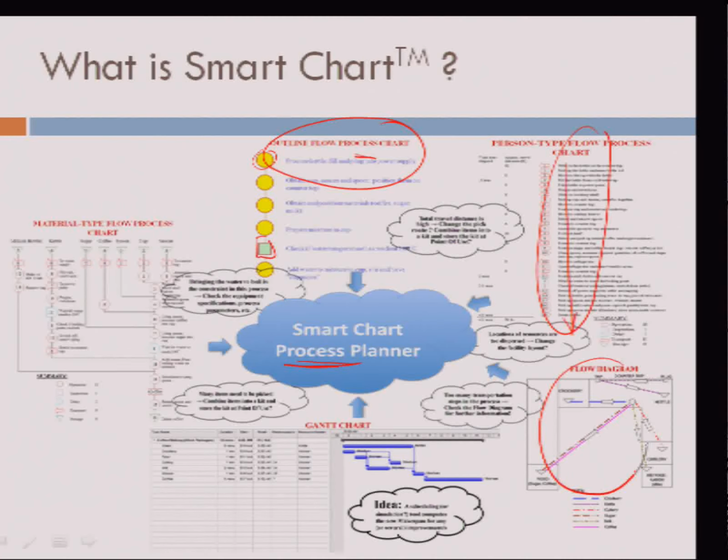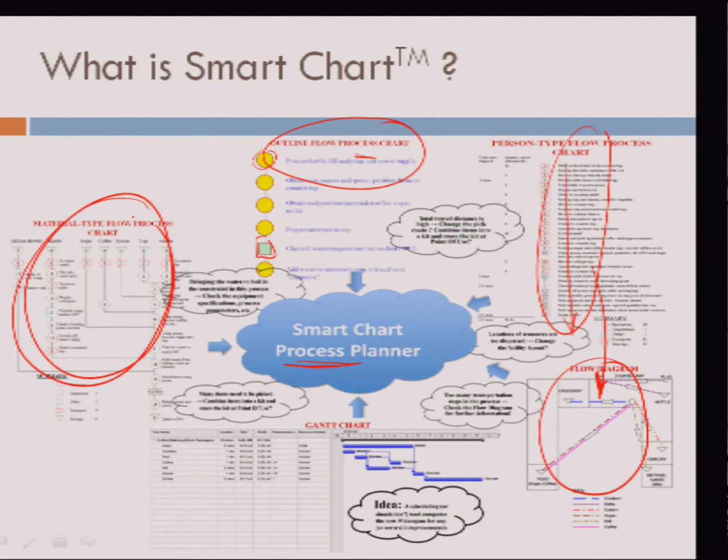This is called a spaghetti diagram. It gives you a spatial representation of the person type flow process chart. This is the MRP bill of material. This is basically telling you how the product gets put into shape.